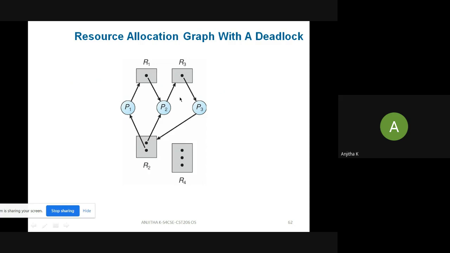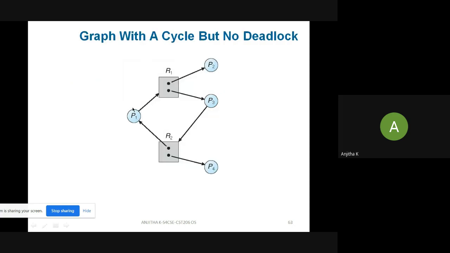Okay, and consider this graph. Here also there is a cycle. Okay, here also a cycle. What is the cycle? P1 R1 P3 R2 P1. This one, this is the cycle.